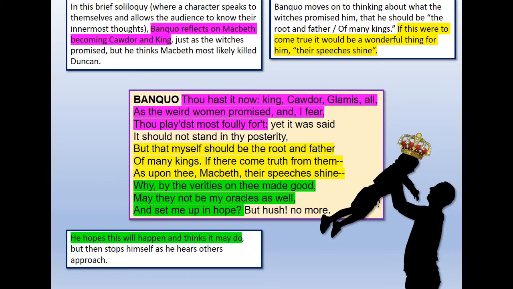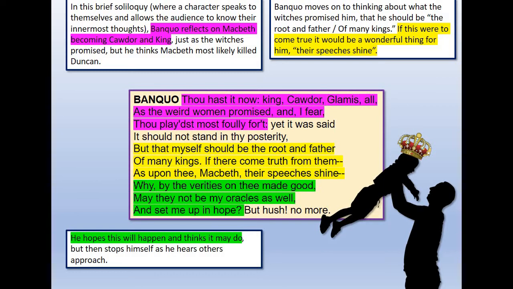And then down at the bottom, the last 3 lines highlighted, he hopes this will happen and thinks it may do so. Because he says, if what they said to him came true, well, why won't it come true to me? Why would what they prophesied for him be accurate, but what they said to me, it wouldn't? So he starts to get excited. He says, "and set me up in hope." He starts to be excited about this. But then he stops himself as he hears others approach.